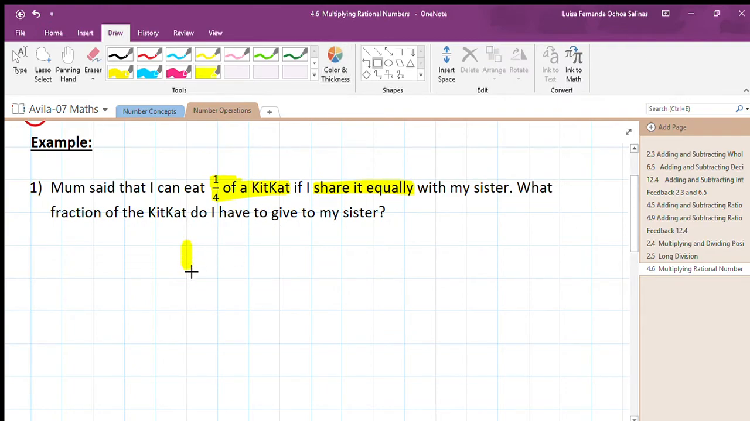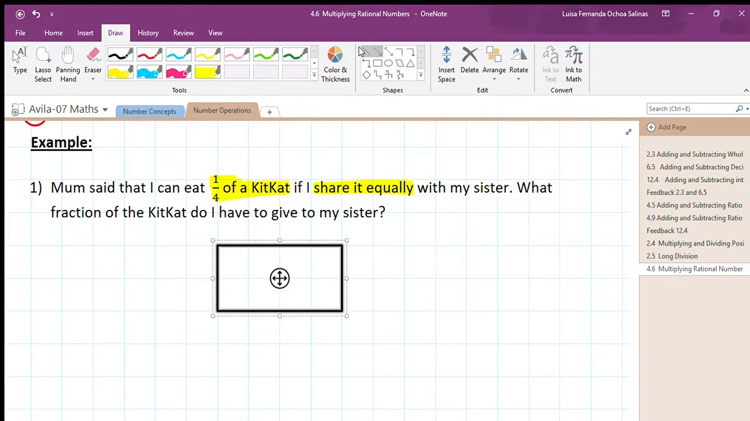So I'm going to draw my Kit Kat here. I'm going to do it using my grid. I know that I'm going to divide it by 4, so there we go. Now I'm going to divide it in 4 equal places. So I have 1, 2, and 3 and 4. Good, fantastic. Now I'm going to shade 1/4 of the Kit Kat. So this bit here is 1/4 of the Kit Kat.